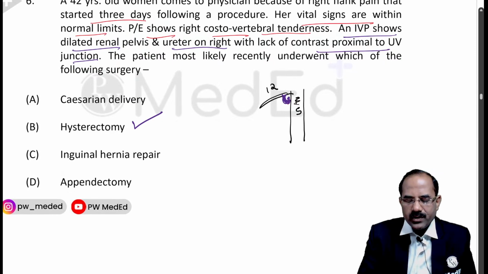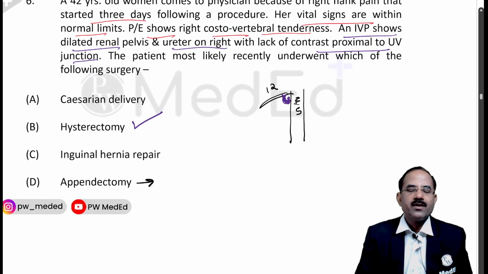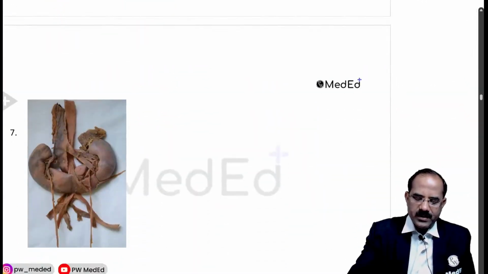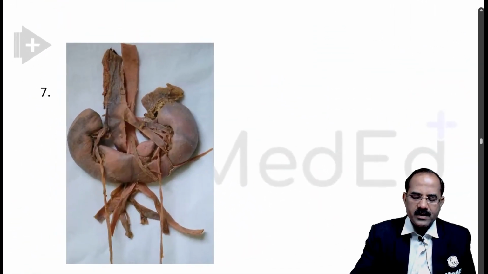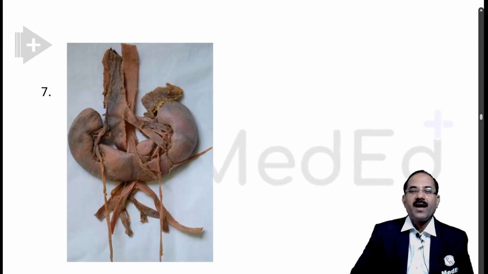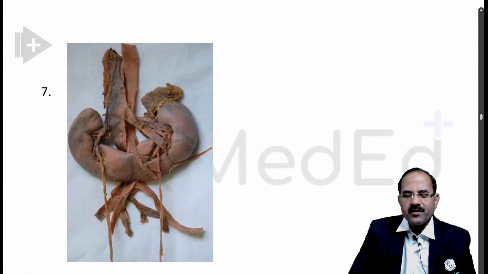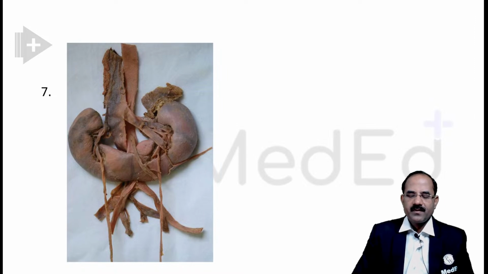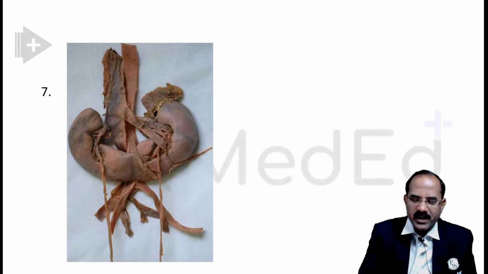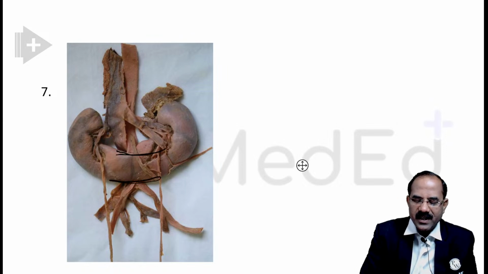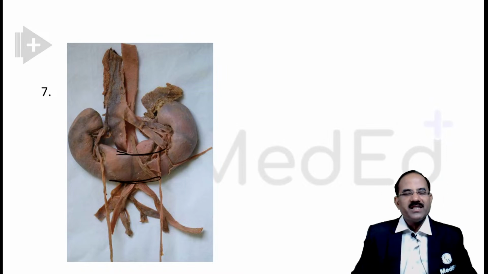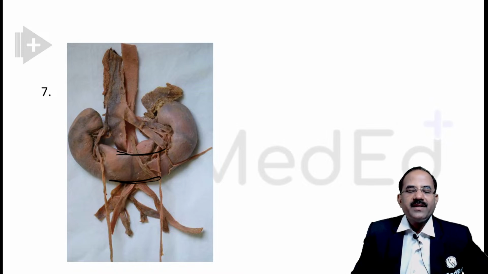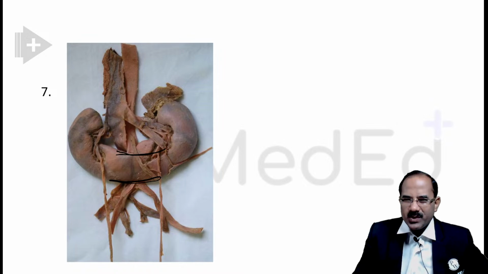Which nerve is injured during appendectomy? Ilioinguinal nerve. Okay, fine, students. Going to the next MCQ. Identify this abnormality. A very important visual slide for you. You can see the lower poles of the kidneys are connected to each other. What is this abnormality known as? A horseshoe-shaped kidney.